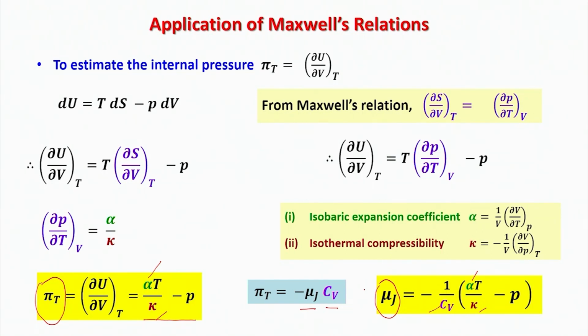So now you see what we have achieved. We wanted to find out one quantity which was not really accessible to us directly from the first law of thermodynamics. Now, using Maxwell's relation, we find that I can measure pi T or equivalently mu J in terms of measurable properties of the system such as Cv, alpha and kappa for a given equilibrium state of the system.